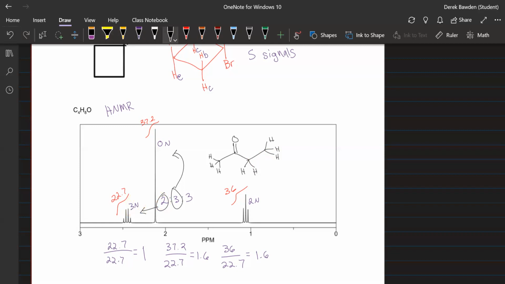Okay, so let's double check here. Here we know we have 3 hydrogens with 2 neighbors, and that's where we see this group, 3 hydrogens with these 2 neighbors. We already knew that they were neighbors, okay? So this molecule does check out, and this is our structure based on the HNMR graph.